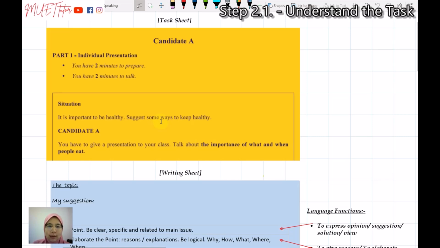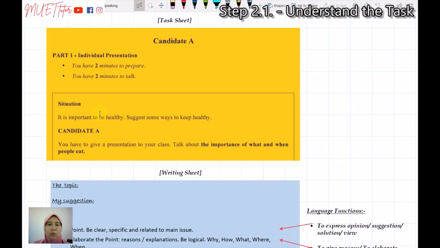So analyze these carefully. First, look at the situation. It's a brief statement on the topic or situation that's going to be discussed in the test. All 4 candidates will have the same situation. The topic could be on, but not limited to, people and culture, financial awareness and consumerism, science and technology, health and environment, or education. In this particular test, the situation says it is important to be healthy.